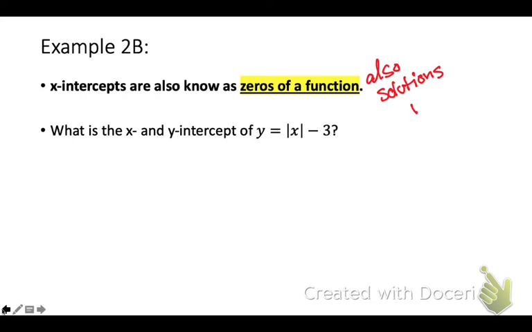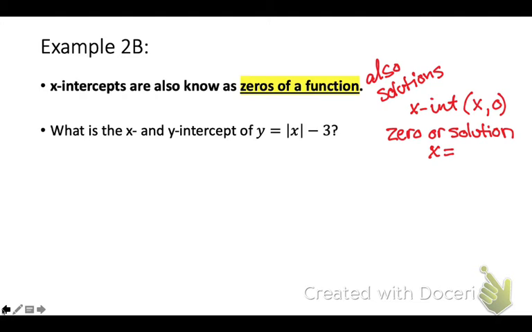An x-intercept should be an x value, comma, 0. Because what is the y value at any x-intercept? 0. A zero or solution, you can just put x equals. You do everything the same. The only difference is how you write your answer. Okay?